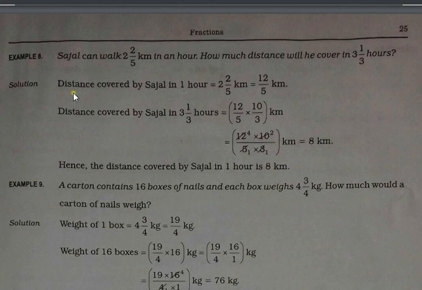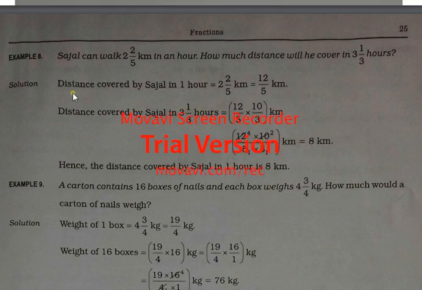The same has been done over here. You can see word problems. Of course, word problems should be written in statements as it has been written here in the example. Distance covered by Sajal in 1 hour is equal to 2 by 5 kilometer, which is equal to 12 by 5 kilometer. Distance covered by Sajal in 3 1 by 3 hours is equal to this 1 hour distance into 3 1 by 3 hours. You can see 12 by 5 into 3 3s are 9 and 1, 10. So 10 by 3 kilometer.